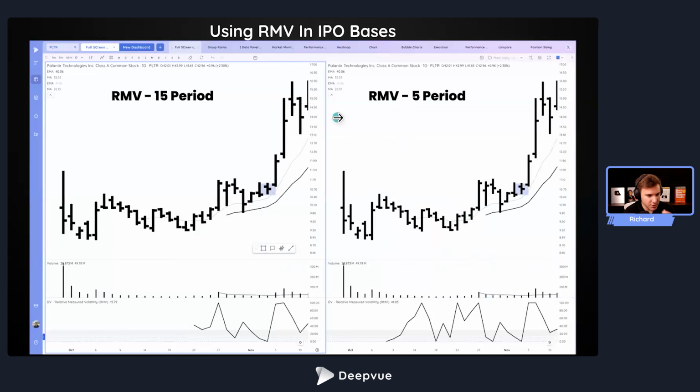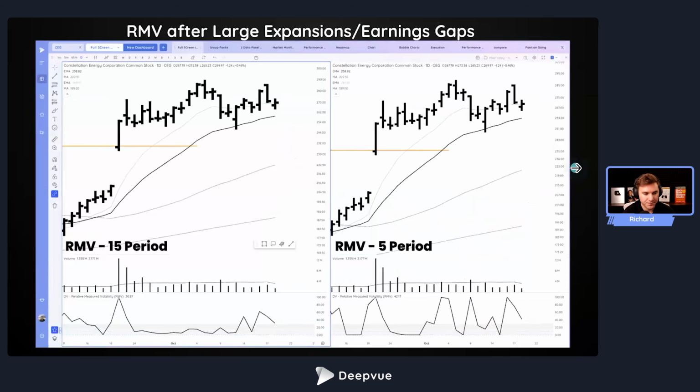Here's an example comparing the two. We've got PLTR, the IPO base. Another reason to use RMV5 is that it needs less price action to train it. So here we've got a longer base. RMV15 doesn't start showing until here. It still, of course, shows that tight area right here before we broke out. But RMV5 identified other tight areas within the base as well. So you can see this is more sensitive and needs less price action to train RMV on that particular stock.